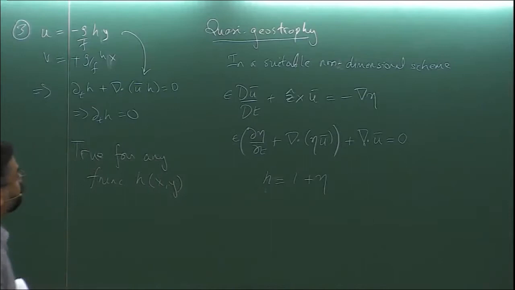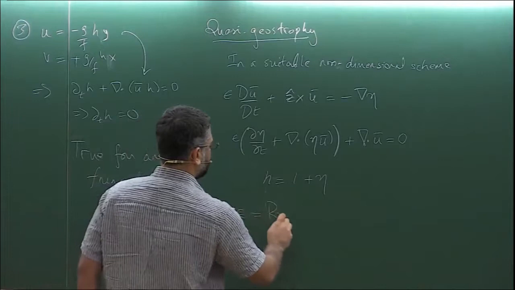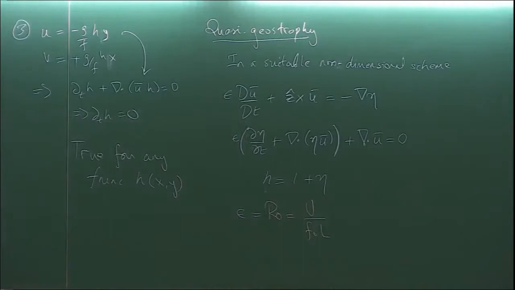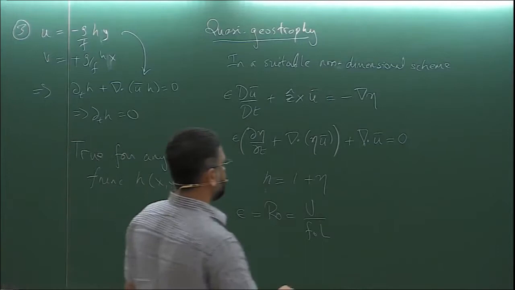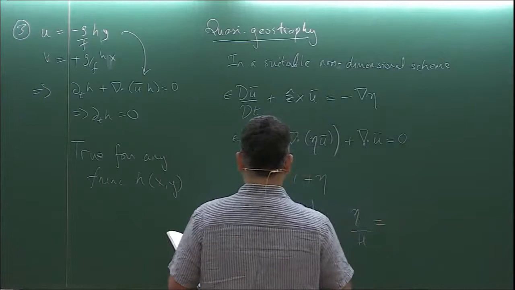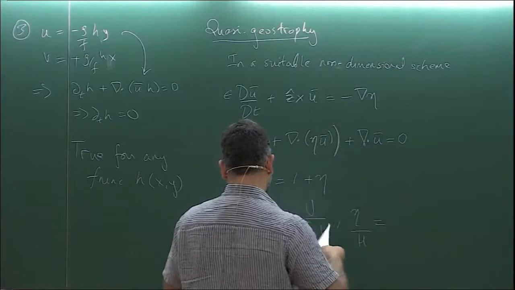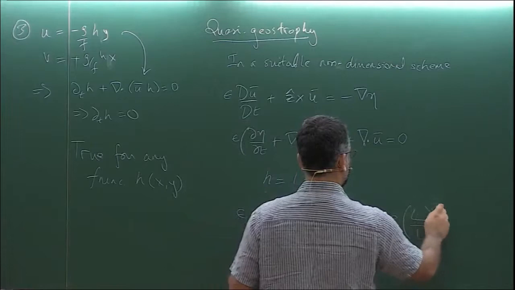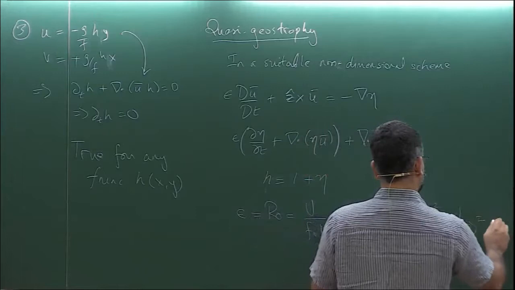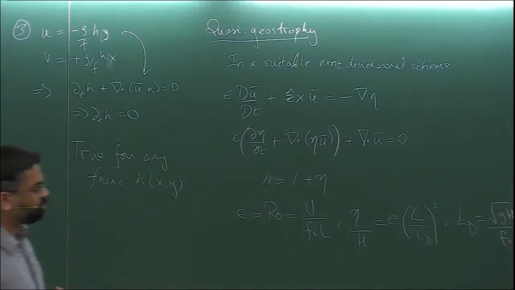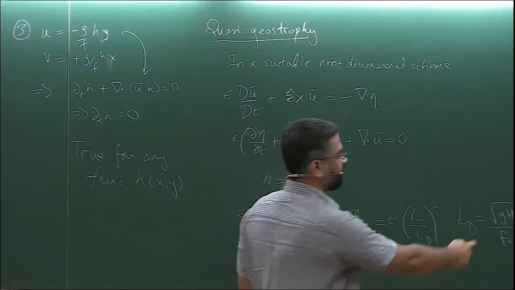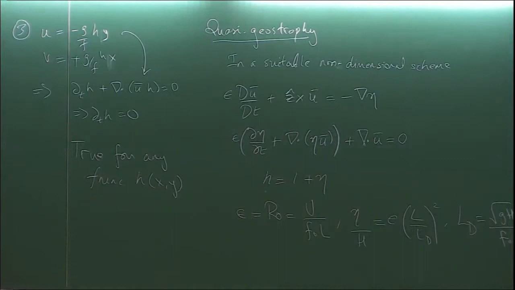So what is this particular non-dimensional scaling? First of all, let me define what epsilon is. Epsilon is what you call the Rossby number. U is a typical velocity scale. L is a typical length scale. Eta by H, again with abuse of notation, the eta here is non-dimensional, the eta there is dimensional. What did I do? It is epsilon L over L_D squared, where L_D is something called the Rossby deformation radius. Capital H is like a mean height. And with the acceleration due to gravity and the frequency f naught, f naught is nothing but 2 omega sine theta, I can define that.